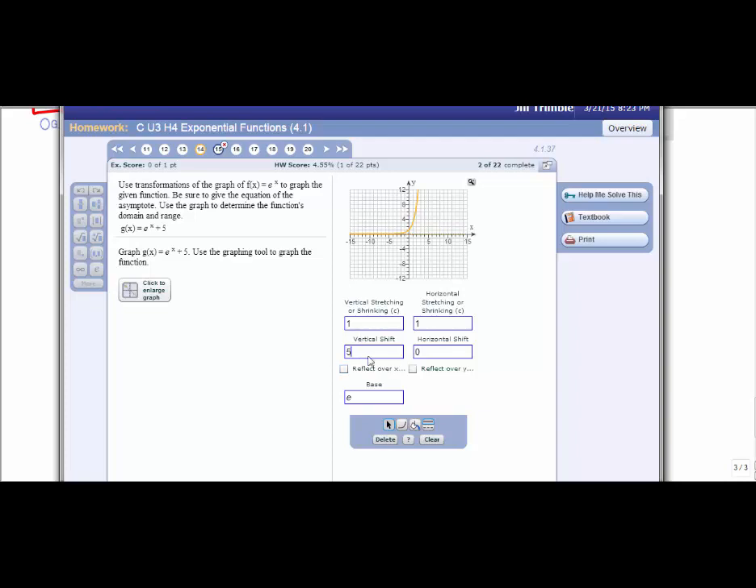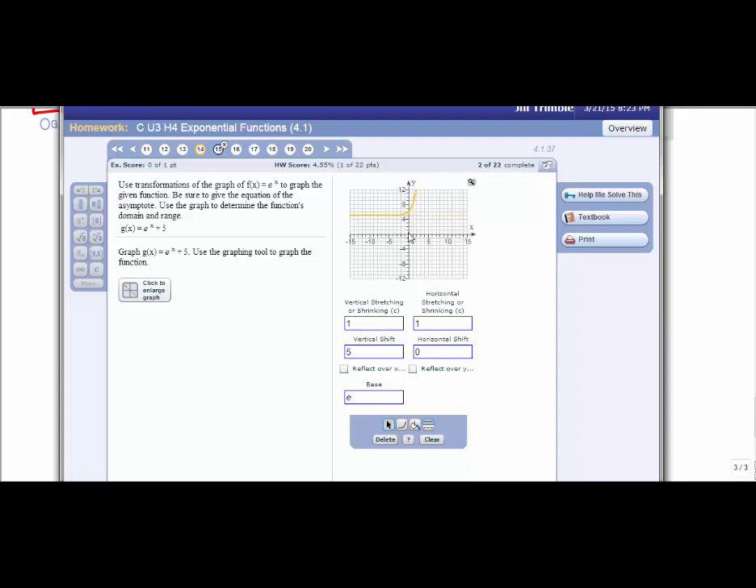So that's really our only transformation here. If we click off of that, notice that it goes up 5 units. Now also, after we've graphed the function, we also need to find its domain and range. One thing that we can't see really clearly here is there's a little dotted line that represents this horizontal asymptote, and this horizontal asymptote is at y equals 5.